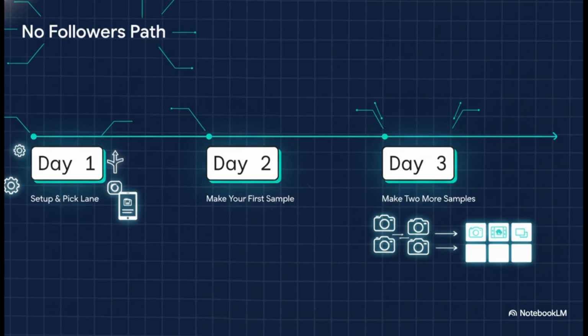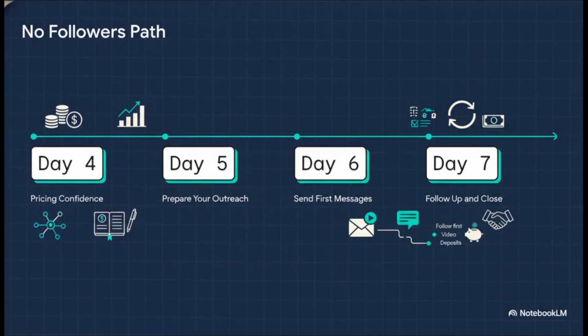Then we hit day 3, which is for making 2 more samples in that exact same category, but for different businesses. So by the end of day 3, you've got this small 3-piece portfolio. You don't need 20 samples, just 3 clean ones to prove you can actually do the work the second a buyer asks.